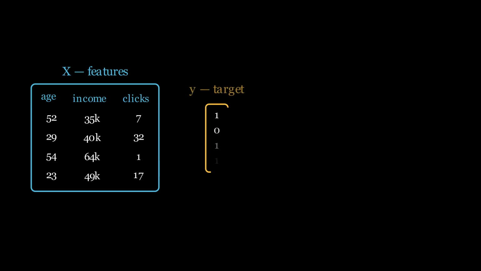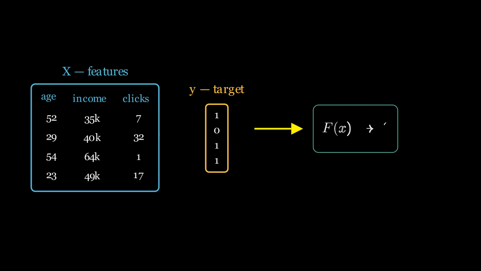First, what does fit receive? Two things. Big X, your feature matrix, one row per example, one column per feature, age, income, clicks, whatever describes each case, and little y, the target, the single number or label you want to predict for each row. Fit's job is to find a function, call it capital F, that takes a row of features and outputs a good prediction of its target.